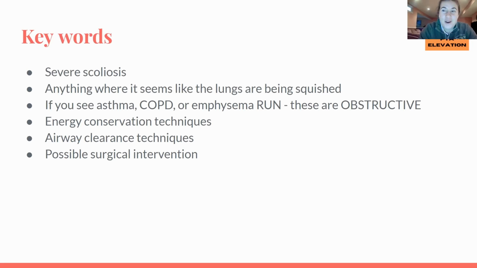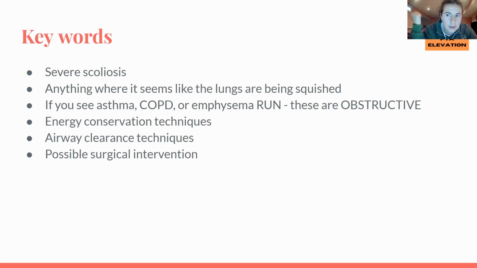Keywords. So I would say when you're looking at a question that might be some sort of restrictive lung disease on the boards, severe scoliosis is probably going to pop up as the main musculoskeletal reason why we would see this, just because scoliosis is something we're more familiar with treating than a lot of these other diseases. So again, any disease, definition, explanation, or description where it seems like the lungs are being squished, think restrictive lung disease. If you see asthma, COPD, or emphysema, run the other way. These are all obstructive lung diseases.